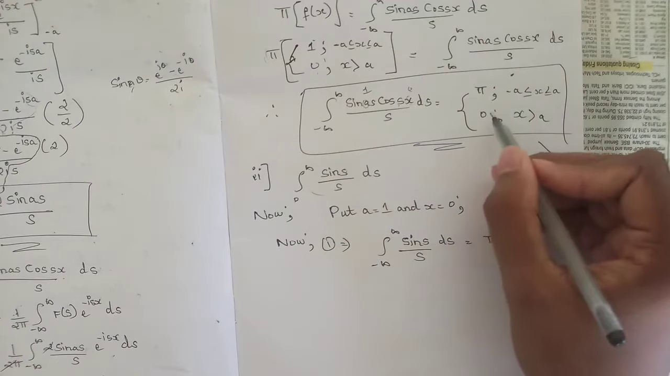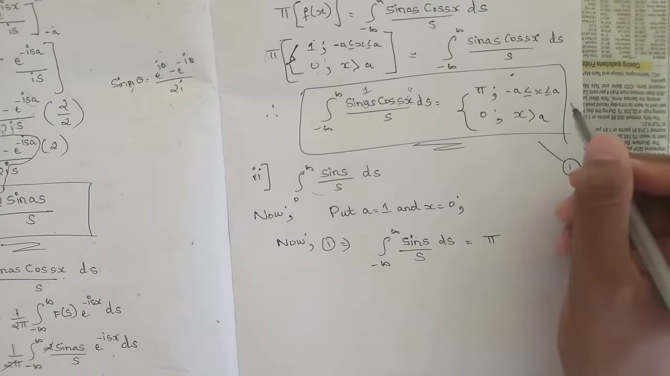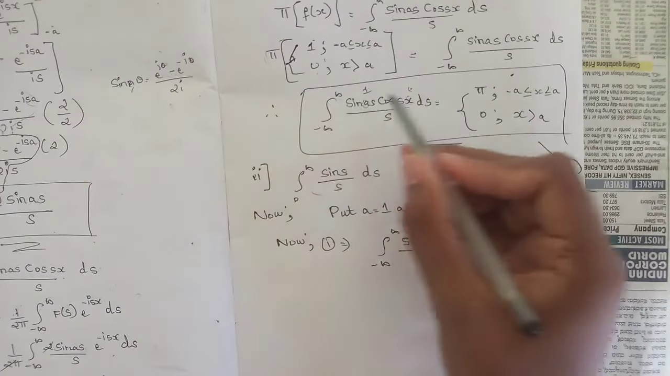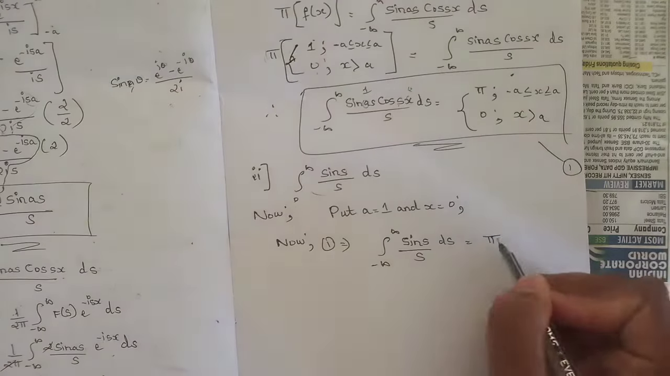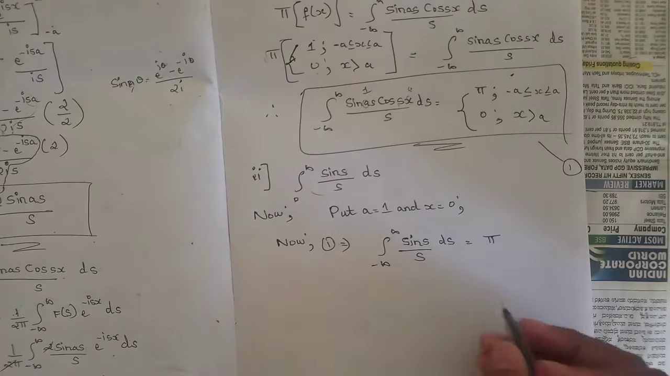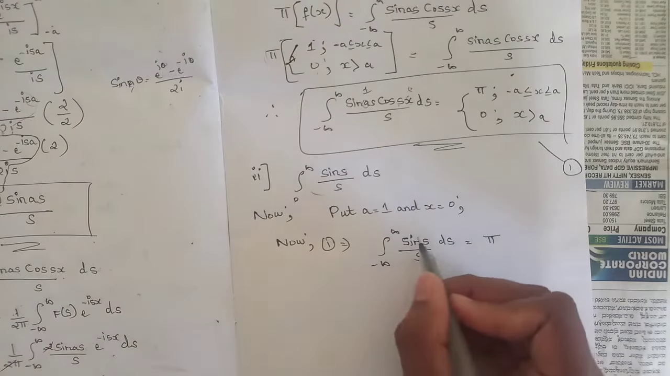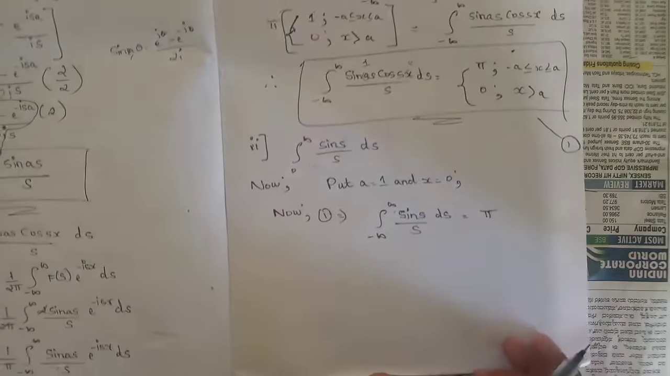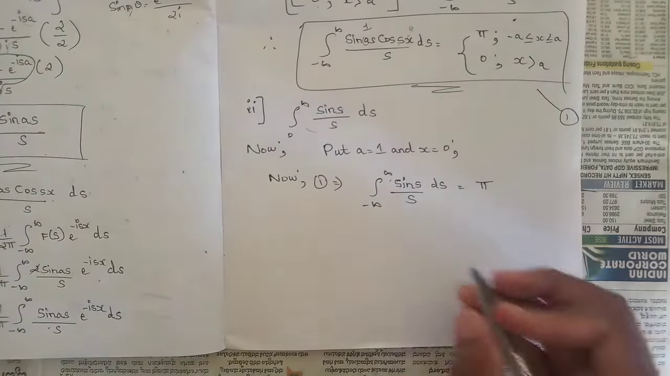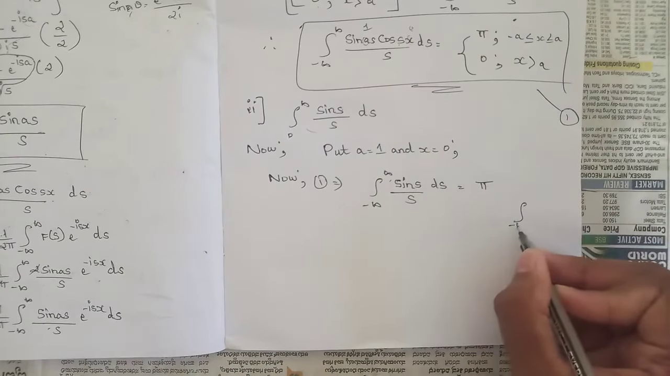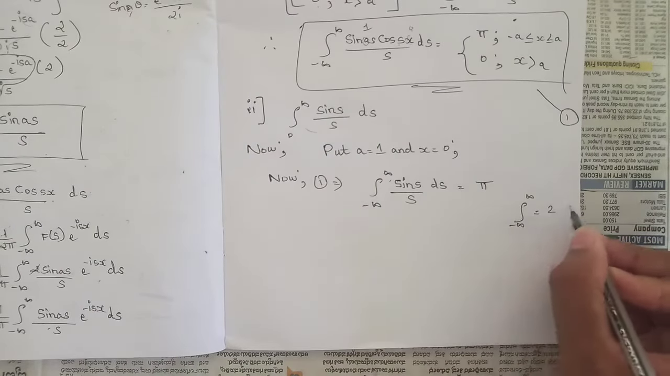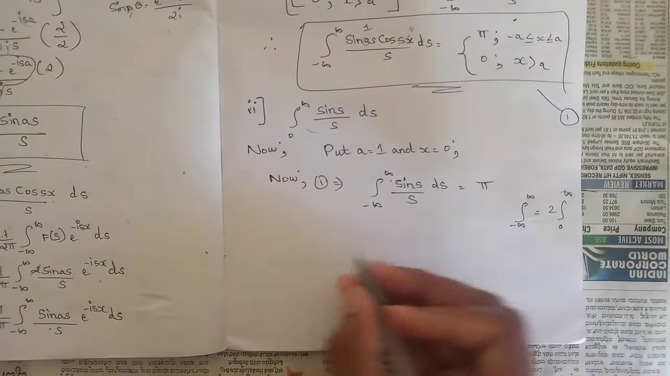Because it is 0 when x is greater than a, right? But here the value of a is strictly 1. Okay, so the only pi remains here. Now again, for this term we need to check whether it is an even function or not, in order to split the integral. If it is an even function, we can write the integral from minus infinity to infinity as 2 times the integral from 0 to infinity.